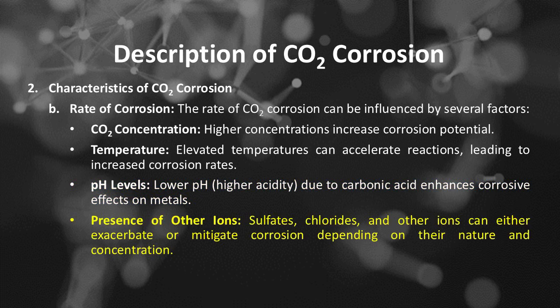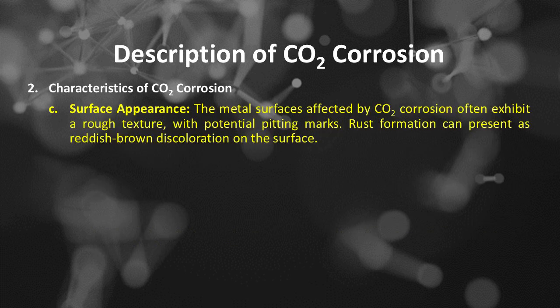Presence of other ions: sulfates, chlorides, and other ions can either exacerbate or mitigate corrosion depending on their nature and concentration. Number C, of characteristics of CO2 corrosion is surface appearance. The metal surfaces affected by CO2 corrosion often exhibit a rough texture, with potential pitting marks. Rust formation can present as reddish-brown discoloration on the surface.